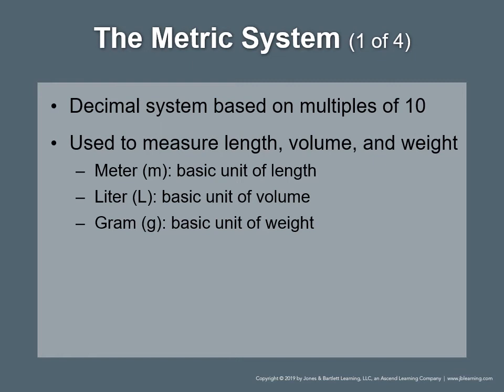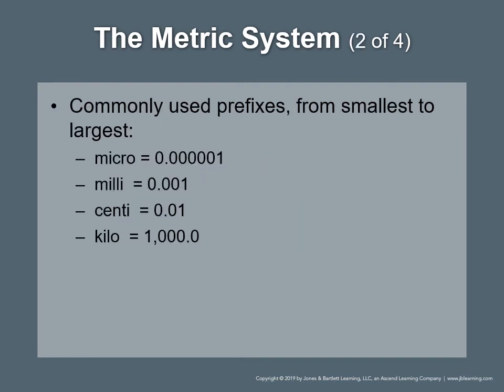Meter, or m, is the basic unit of length. A liter, a capital L, is the basic unit of volume, and the gram, little g, is the basic unit of weight. Prefixes demonstrate the fraction of the base being used. Commonly used prefixes from smallest to largest include the following. Micro is 0.000001. Milli is 0.001, centi is 0.01, and kilo is 1,000.